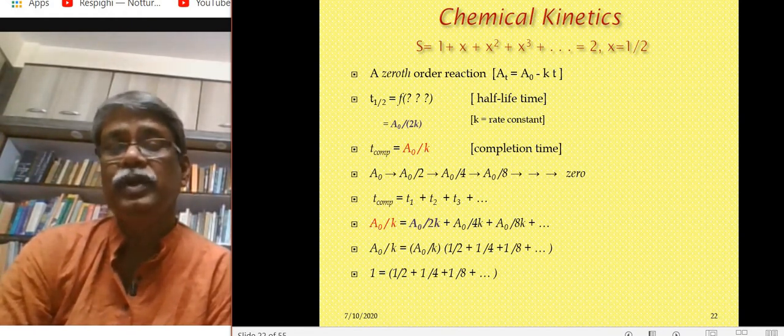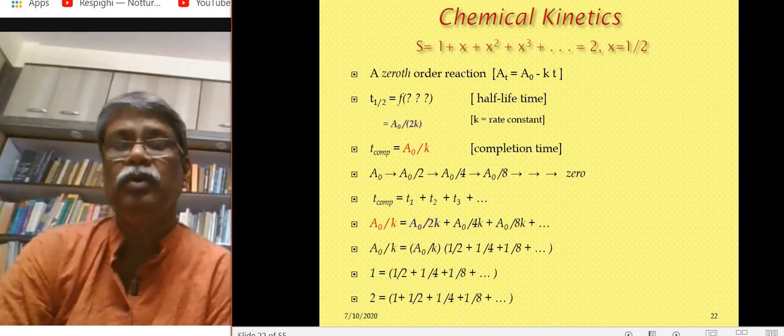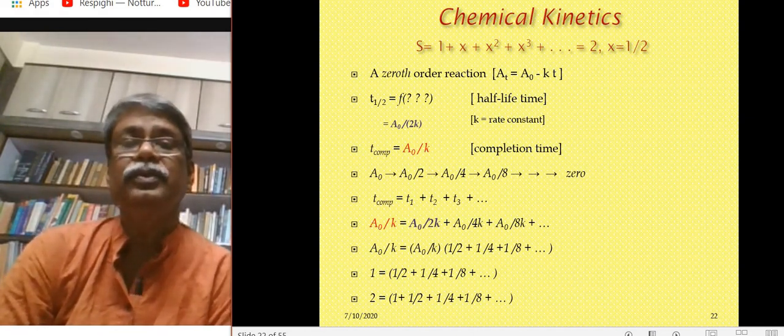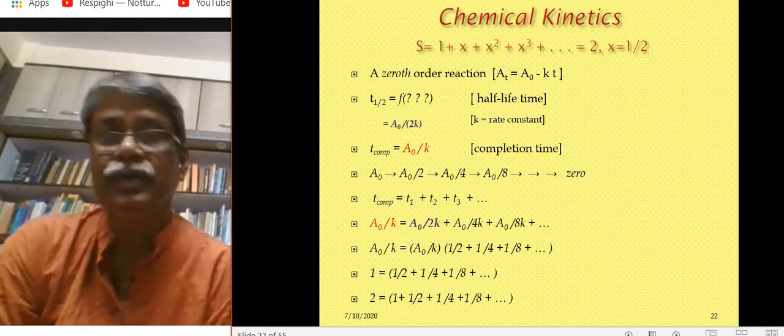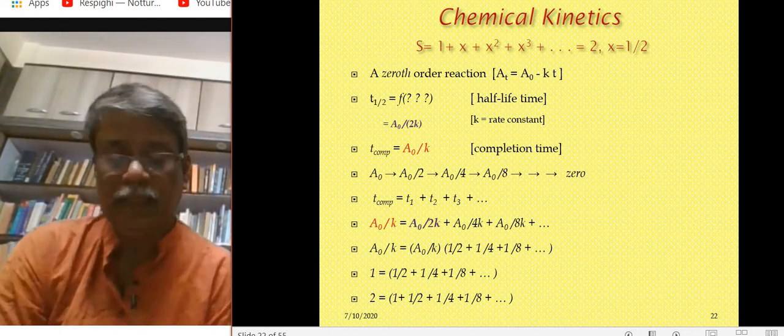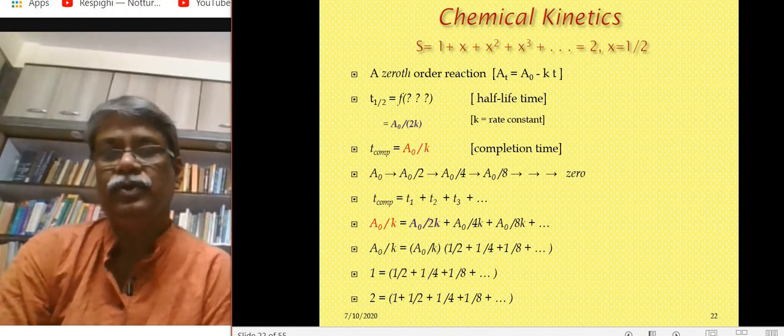Now you just add 1 to both sides, so you get on your left 2, and on your right 1 plus half plus 1 by 4 plus 1 by 8 dot dot dot. So that is exactly the series that I am discussing, right? So you get an infinite series having a finite answer from simple chemical kinetics, a zeroth order reaction.